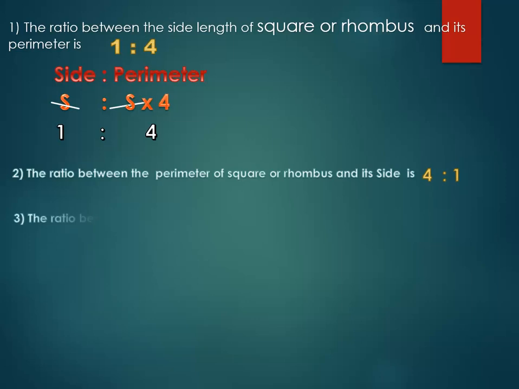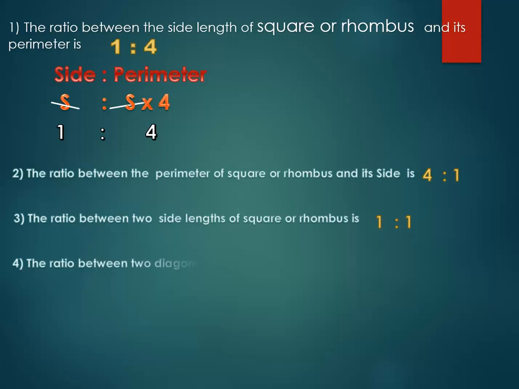Number 3, the ratio between two sides of a square or rhombus. We know that all sides are equal, so the ratio between equal things will be 1 to 1. Also, if I want to make a ratio between the two diagonals, we know that the diagonals of a square are equal. So the ratio between anything equal will be, yes, 1 to 1.